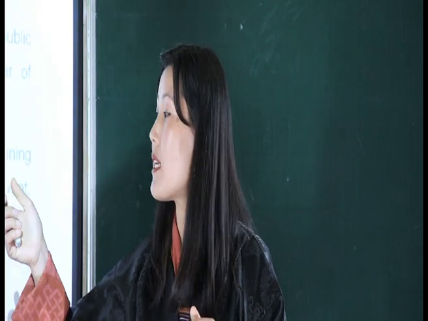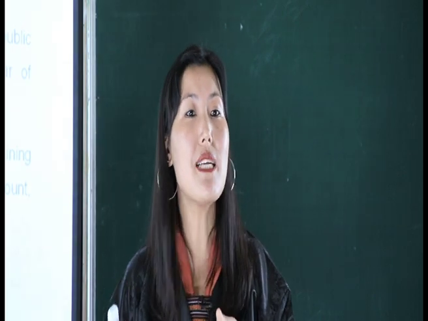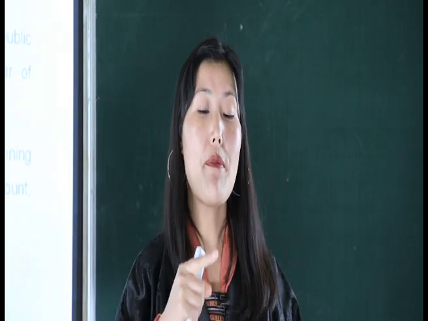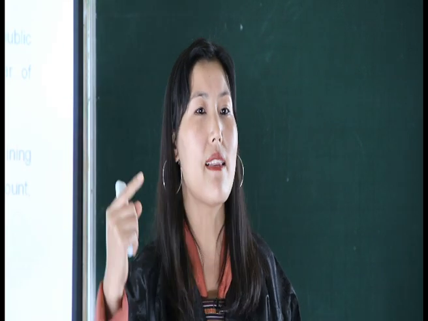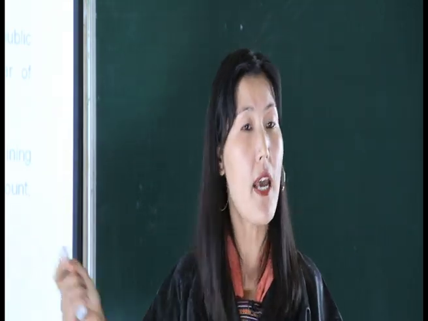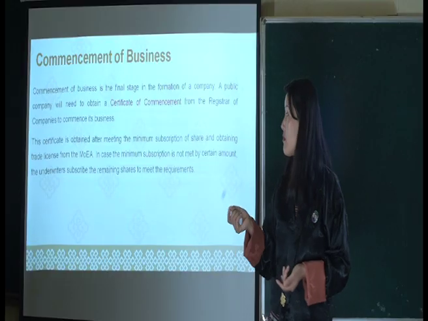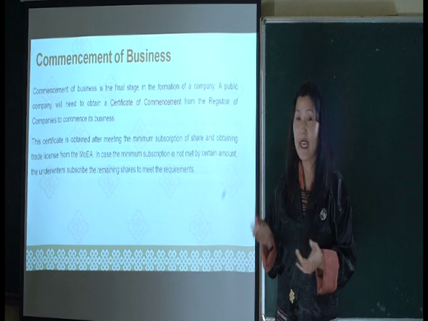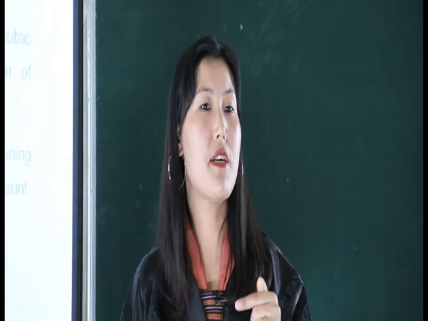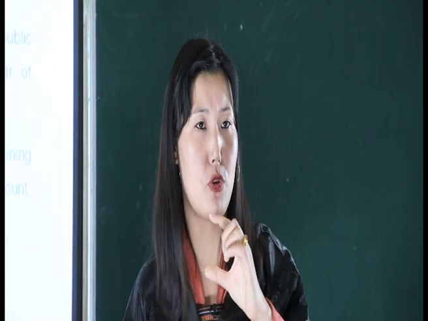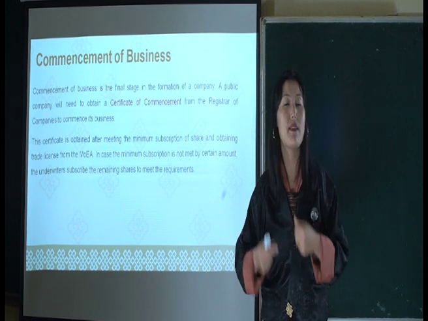And then to get this certificate of commencement, the company should meet that minimum subscription. If the company is not able to meet that minimum subscription part, then the company will not get the certificate, and when they don't get the certificate, they cannot start the business. And then, in case, please remember, in case if the minimum subscription is not met by certain amount, then the underwriter will subscribe the remaining part, and then they will meet the requirements.